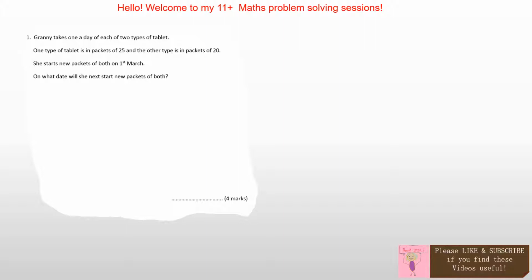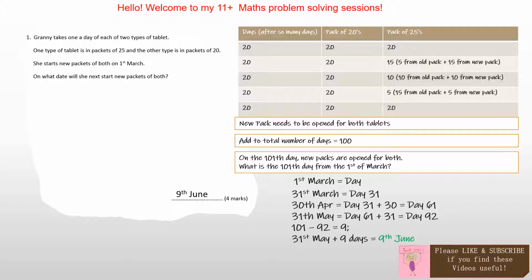Okay, so how do we go about doing this? I've been working on this question, and I think there could be several ways of solving a problem, and I'm sure you have a better method. So what I thought was, I have put down the days, right? So after so many days, she will be taking the tablets, the pack of 20s and the pack of 25s.